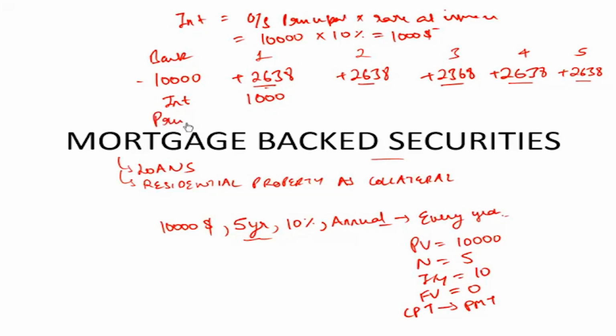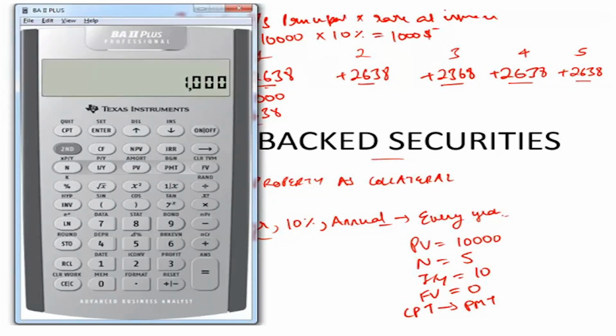So the principal repaid at the end of the first year of the mortgage will be 2,638 minus 1,000, that is $1,638. So at the end of the first year, the outstanding principal for year 2 would be 10,000 minus 1,638. For year 1, it was 10,000. For year 2, it will be 10,000 minus 1,638, that is $8,362.